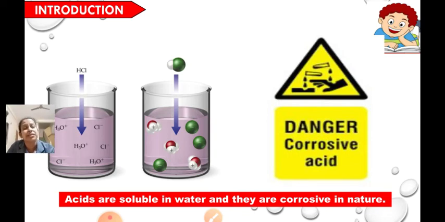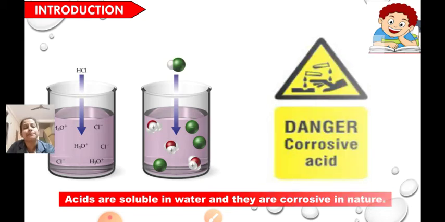Corrosive in nature means they can corrode many things. Corrode means spoil the things. Therefore they are called corrosive in nature. And therefore you might have seen sometimes, if you have acid in your house, it will always be shown with this symbol, that is, danger, corrosive acid. Corrosive means it can have a corrosive effect on the skin also. It can corrode your skin. Some metals also it can corrode.